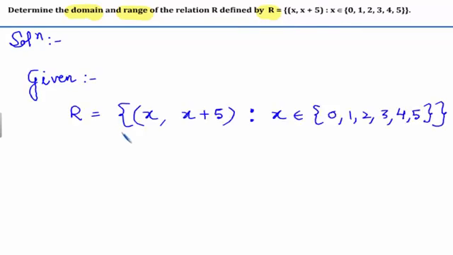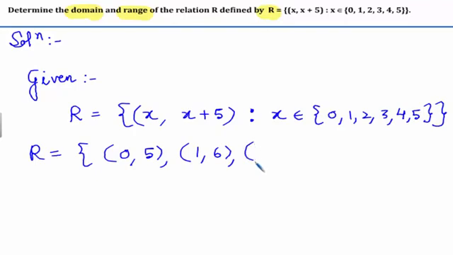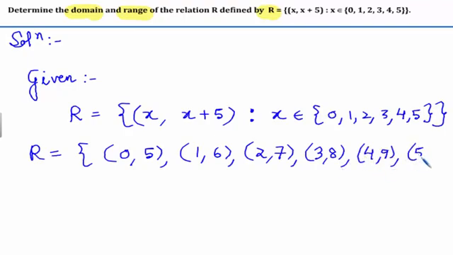So it is given that R is equal to {(x, x + 5)} such that x belongs to the set which consists of 0, 1, 2, 3, 4 and 5. Let us now list down the ordered pairs of R. R will be equal to, when x is equal to 0, x plus 5 will be 5. So (0, 5). Likewise we will have (1, 6), then (2, 7), (3, 8), (4, 9) and (5, 10).